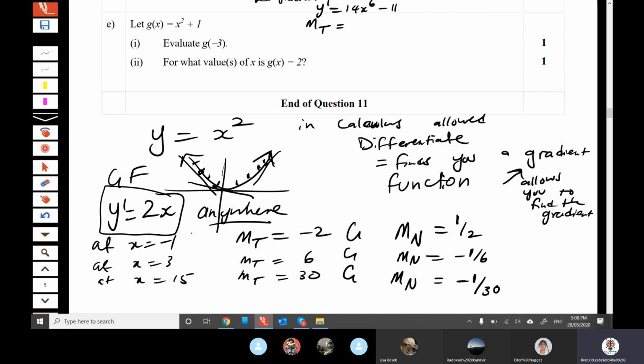You can't find your gradient of your normal straight away. Once you find your tangent, you know that tangents and normals are perpendicular to each other. So once you find your gradient of your tangent, your black lines, you can work out your red lines by doing the negative reciprocal. And that's it. That is pretty much this whole topic summed up in a simple case like this.